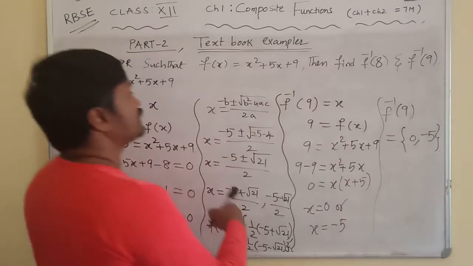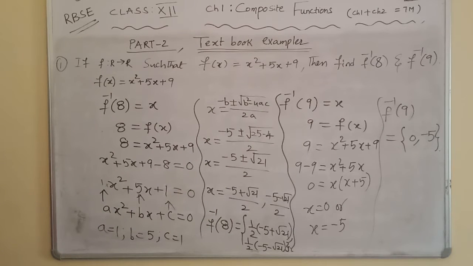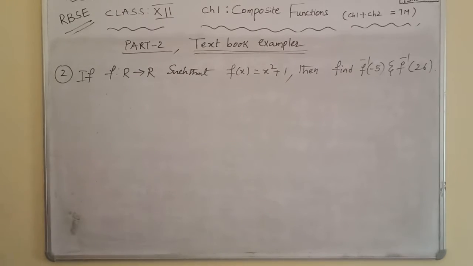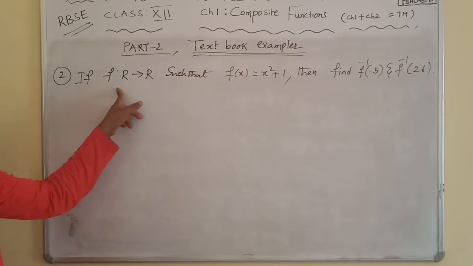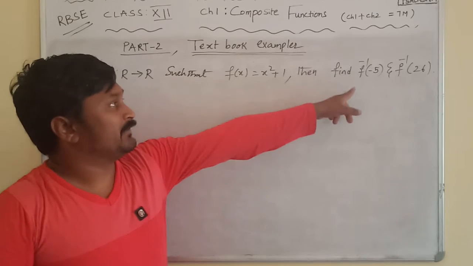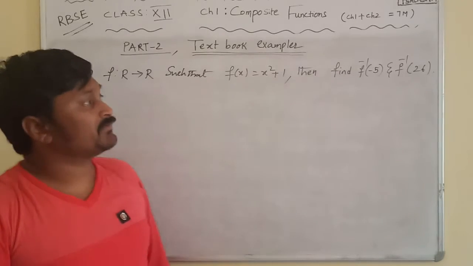So this is about f inverse of 8 and f inverse of 9. I hope you all understood clearly. So let's move on to the next question. If f maps R to R such that f of x is equal to x square plus 1, then find f inverse of minus 5 and f inverse of 26.